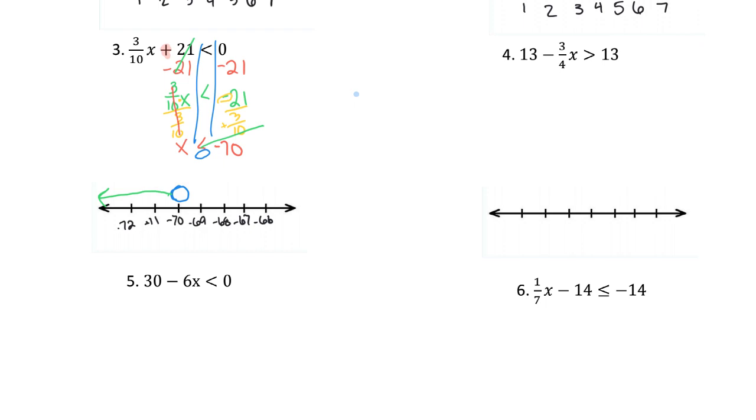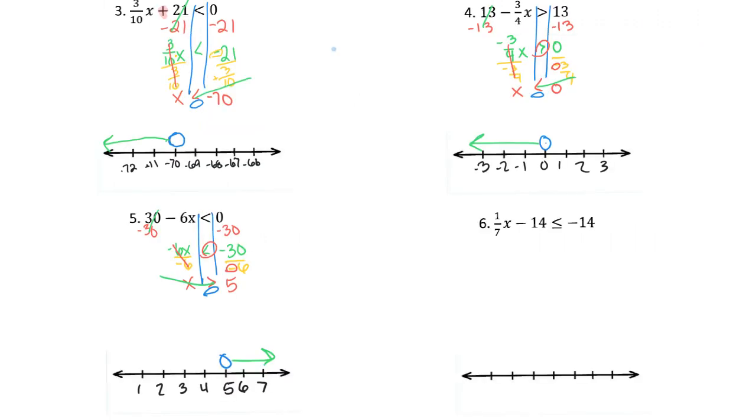Okay, so I want you to try 4 and 5 on your own. Pause the video and try 4 and 5 on your own right now. All right, so when you do number 4, you should get x is less than 0. So a couple of things here. 13 minus 13 gives you this 0 here. Okay, so that's how we got that 0.